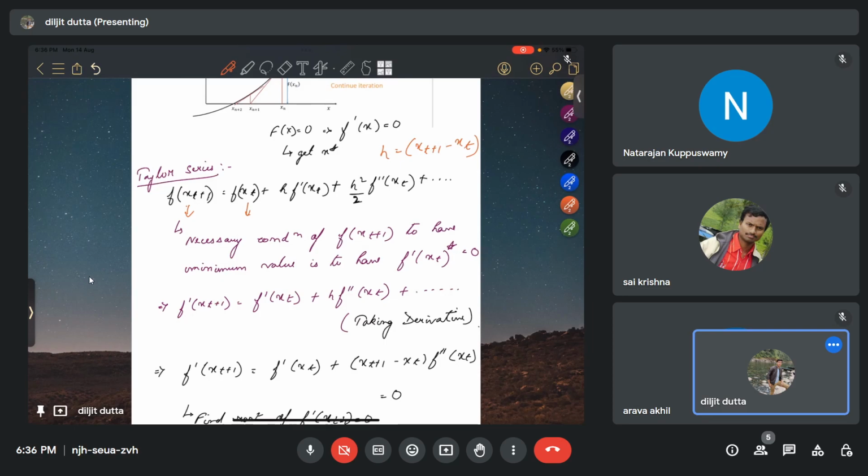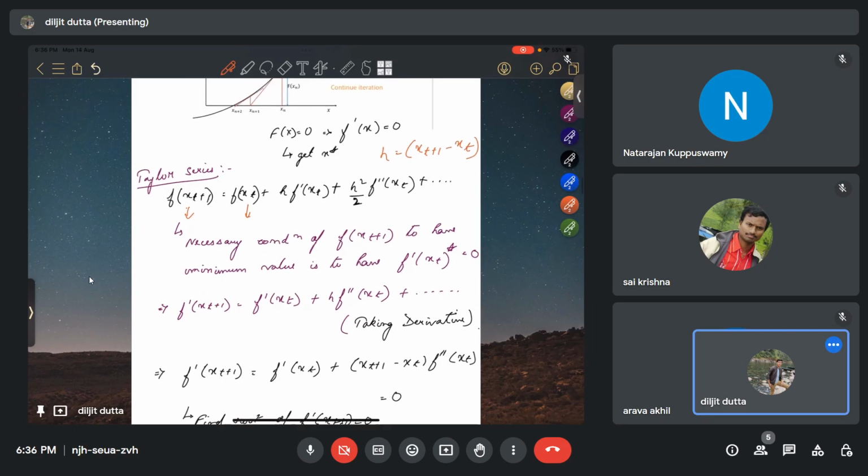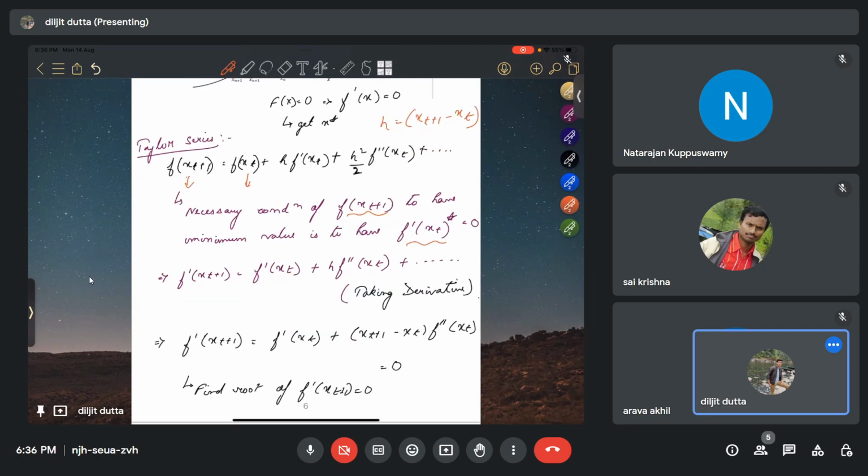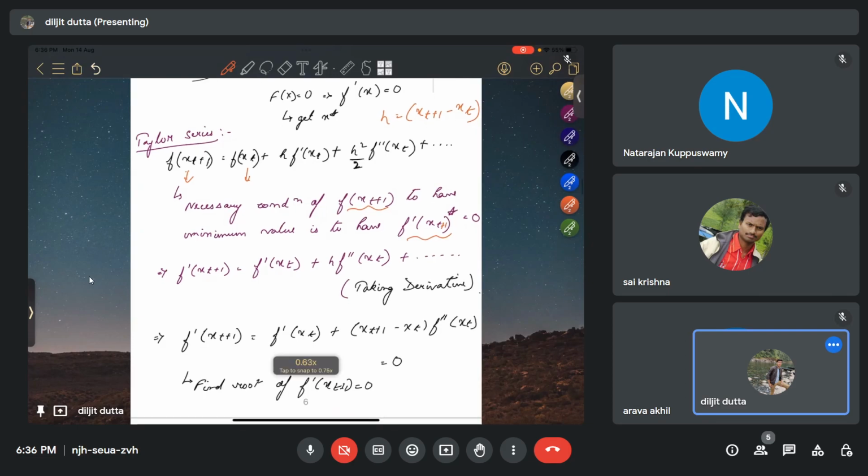Okay. So now, what is the condition? The necessary condition for f of xt plus 1 to have a minimum value is that we should have f dash of xt equals 0. So what we will do is f dash of xt plus 1 equals 0. Sorry, this is f dash of xt plus 1.